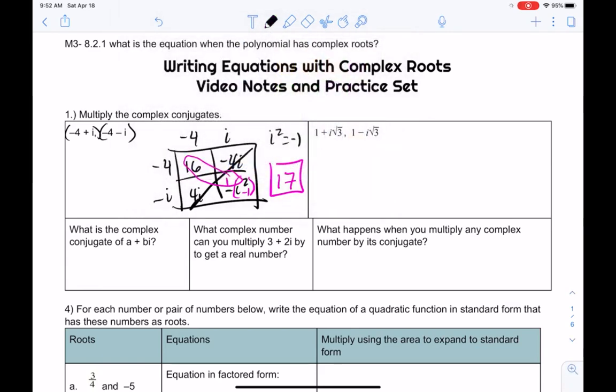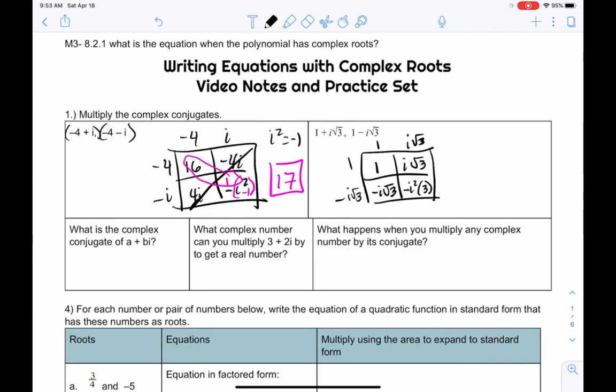Same thing's going to happen here. This time we also have radicals to contend with, but it's all going to cancel out anyway, so it's okay. i root 3, 1 minus i root 3. 1 times 1 is 1. i root 3, negative i root 3, check that out, that's what we expect. And then negative i times i is negative i squared. And then the square root of 3 times the square root of 3 is just 3.